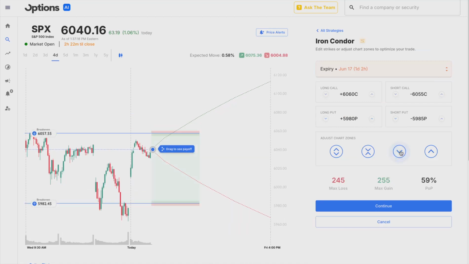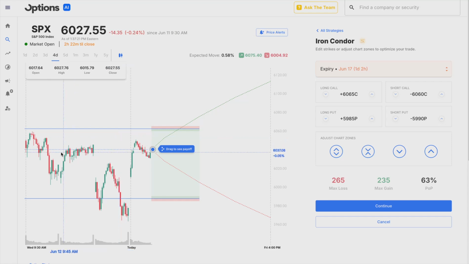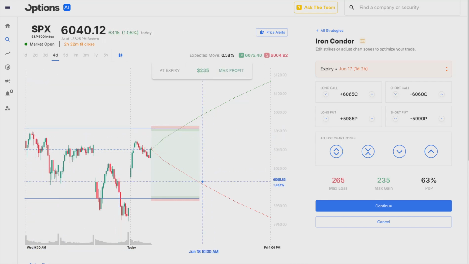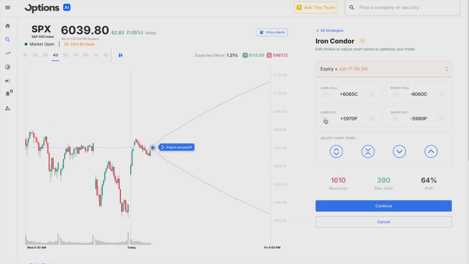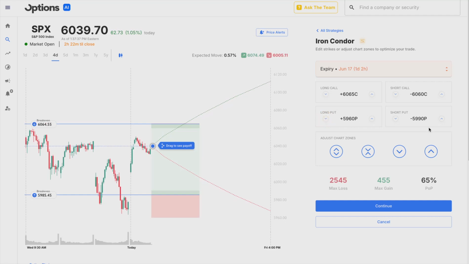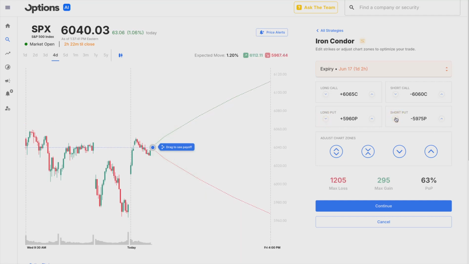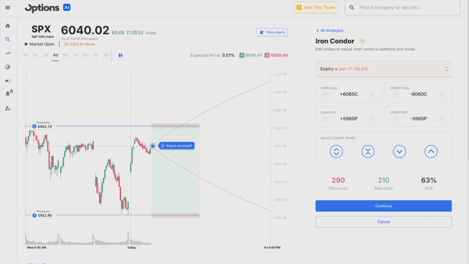we're just going to come down here to about, let's do the 6060 level as the upper call, and you can see that is above this high from the other day. And now that puts our lower strikes at about 5990. Let's move those lower. So we're going to take this put, get down here closer to, let's do 5960 on the long strike and 5965 on the short strike.